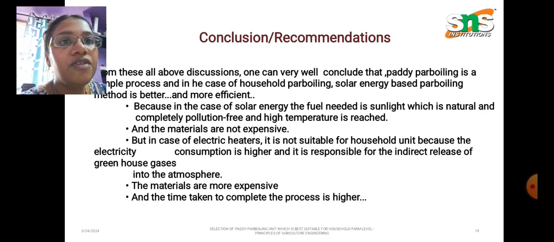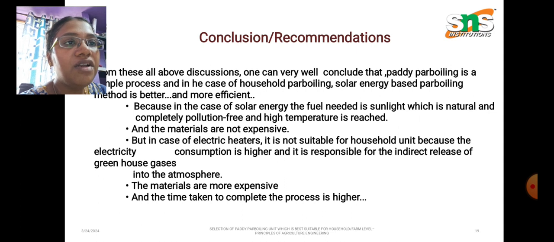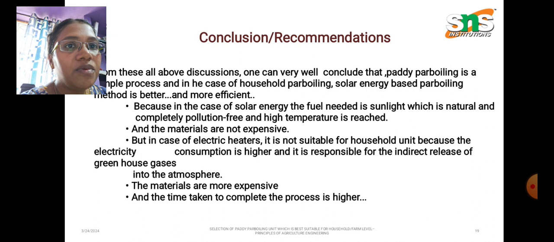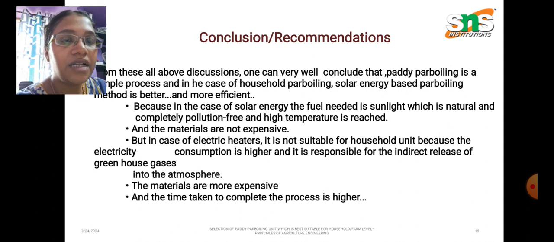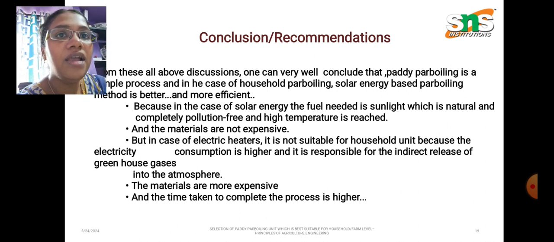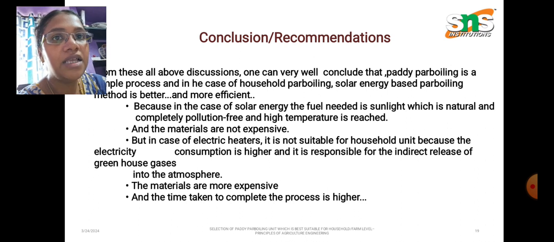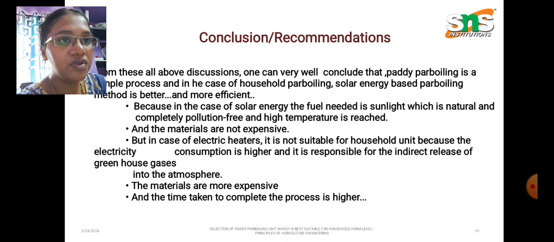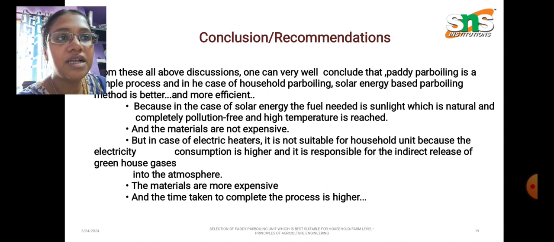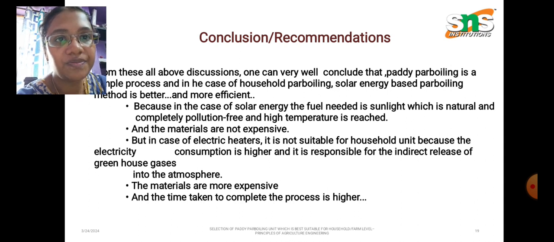So we conclude from all these discussions that for paddy parboiling in a simpler process, in case of household parboiling, the solar energy based parboiling method is much better and more efficient when compared to the electric method and the traditional parboiler. Because in the case of solar energy, the fuel needed is sunlight, which is natural and completely pollution free, high temperature is reached, and the materials are not very expensive.